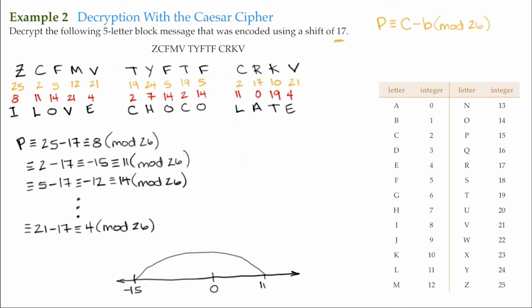Now we have them in these 5-letter blocks. We just kind of carefully figure out what it states, and I think we can make it out as I love chocolate. And there we have it.